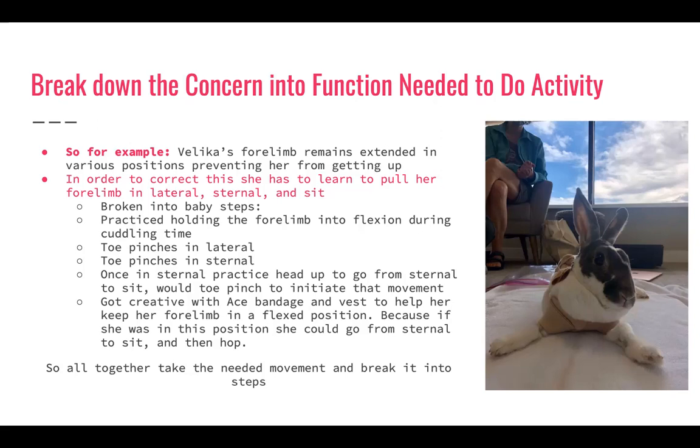And so by placing her in that flex position in the front limb, she was able to get up into a sit position and hop around. A part of her home exercise program was just practicing toe pinches in lateral and toe pinches in sternal. And then once we had her in sternal, I would have her practice going from sternal with her head going up as if she was going to initiate a sit. And then I would toe pinch her front limb so that she hurried and lifted up and pulled it back to push herself up into a sit. So it's combining those movements. So together, take the needed movement, break it into baby steps.